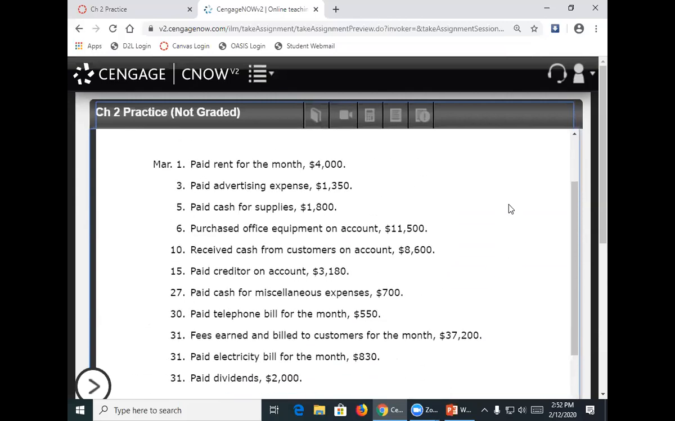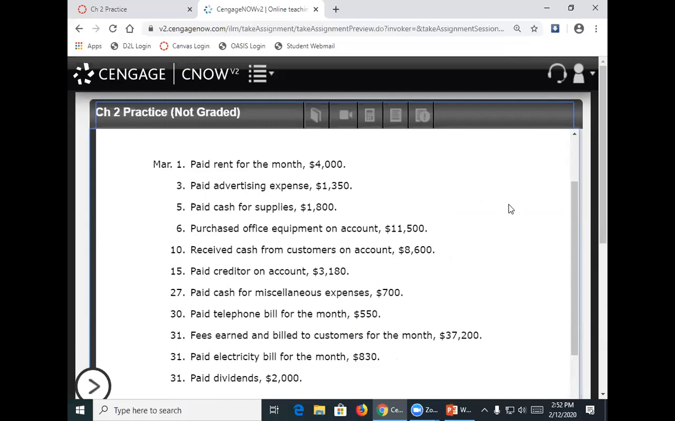Okay, March 6th, we purchased office equipment on account. What two accounts are being affected there? Office equipment expense or accounts payable? Just office equipment, yes. Office equipment and accounts payable. Good, very good. Well, what type of account is office equipment?